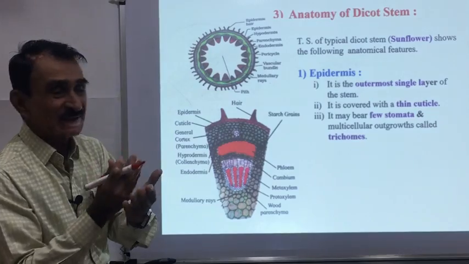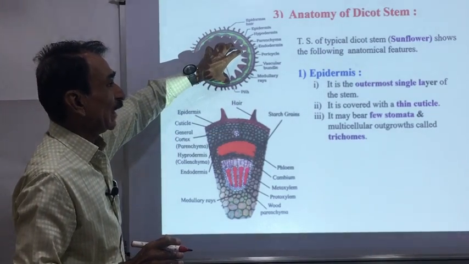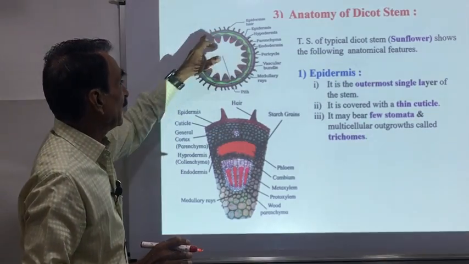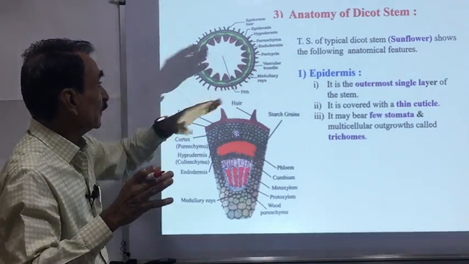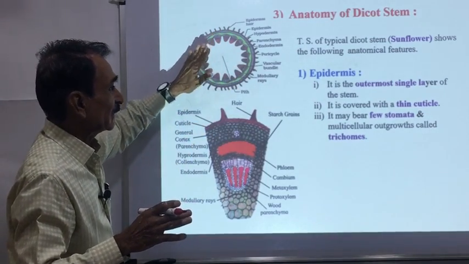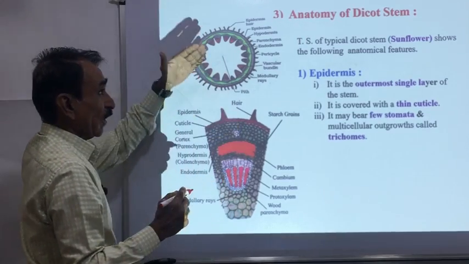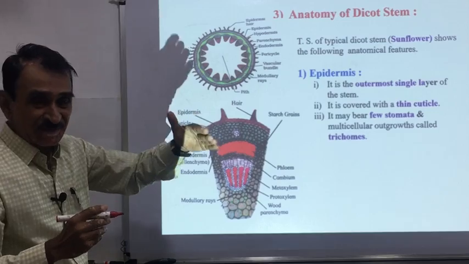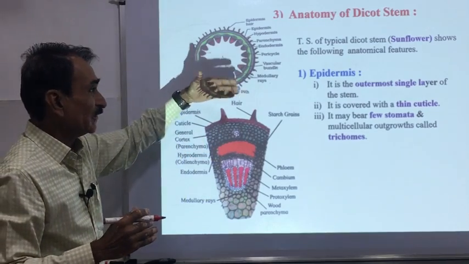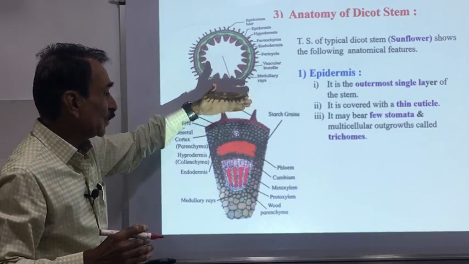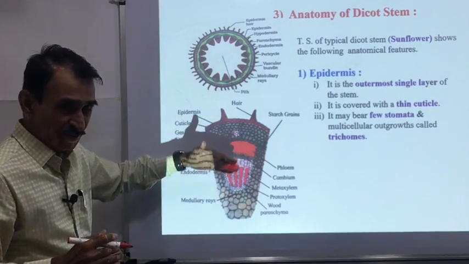If you take the transverse section of a typical dicot stem, that is sunflower stem, in the first view you can see a structure like this. Here it consists of epidermis. This is the TS, transverse section of dicot stem, transverse section of sunflower stem. It shows the following features or the following structure.